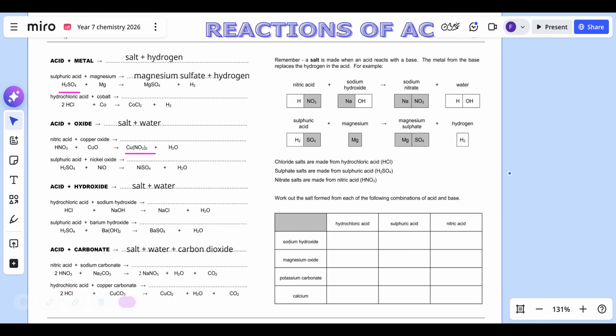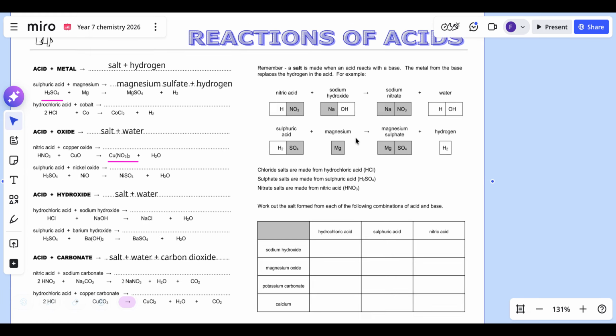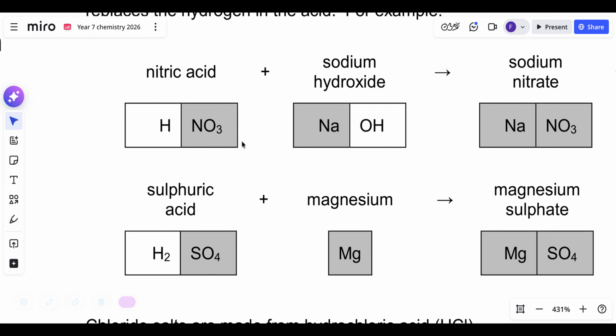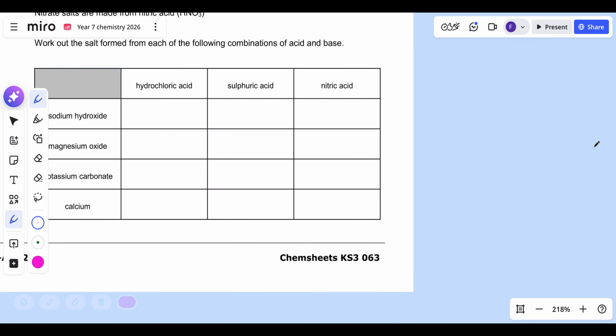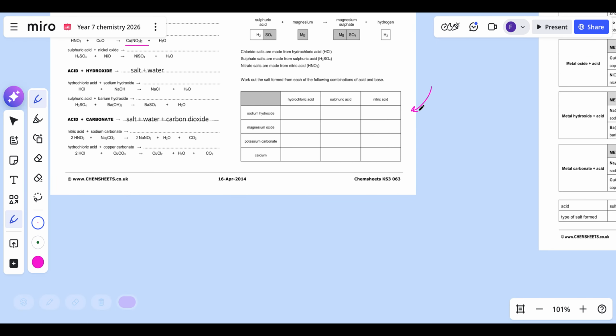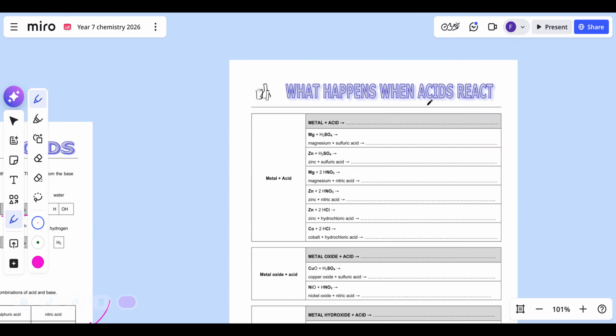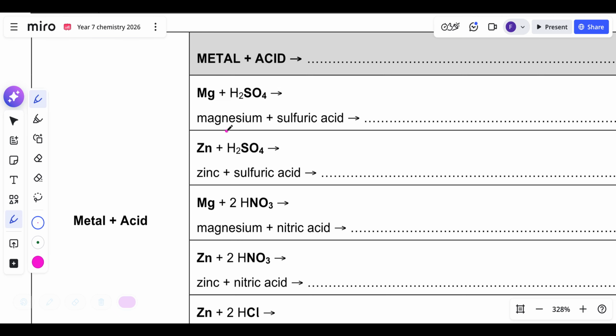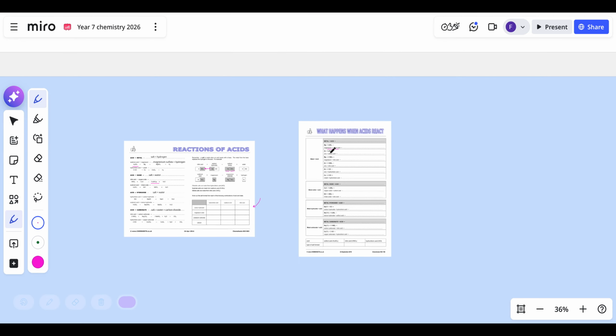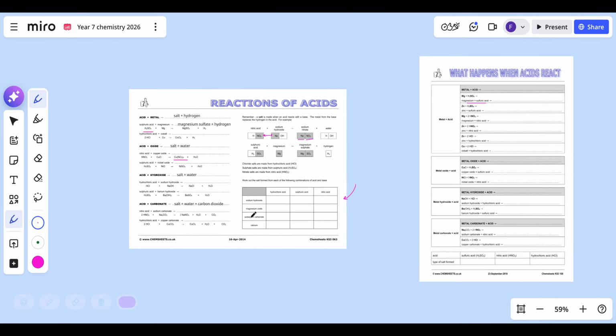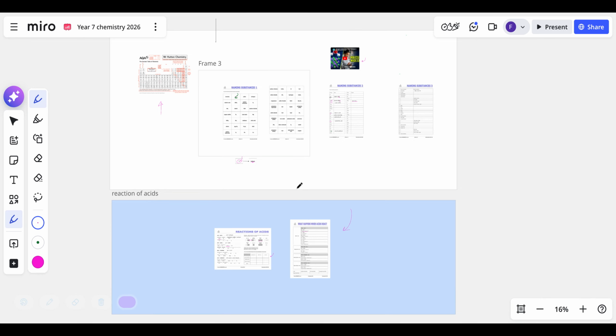Okie dokie. Here we have how to name the salts. If you don't know, this is nitric acid, this is sodium hydroxide. You jam these two together and you end up with sodium nitrate. And you have to fill this table up. Over here, you've got to finish the word equations, and it gets really rather tricky. I don't expect you to get this far. I really don't. All right. So complete the worksheets from last week, then move on to that. All right.